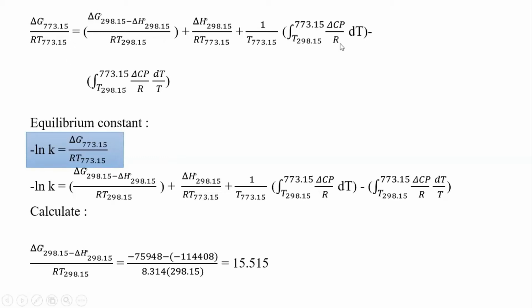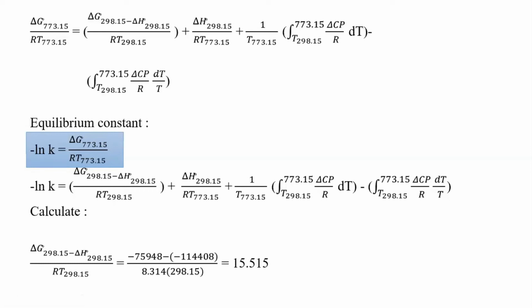Actually, this one is the change of the enthalpy, while this is the change of the entropy. We already calculated them and just substitute here. Why do we need to find delta G over RT? Because we want to find the value of K. When we want to find the value of K, the general equation is negative ln K equal to delta G over RT. Delta G over RT here, we substitute with this equation, to find the value of K.